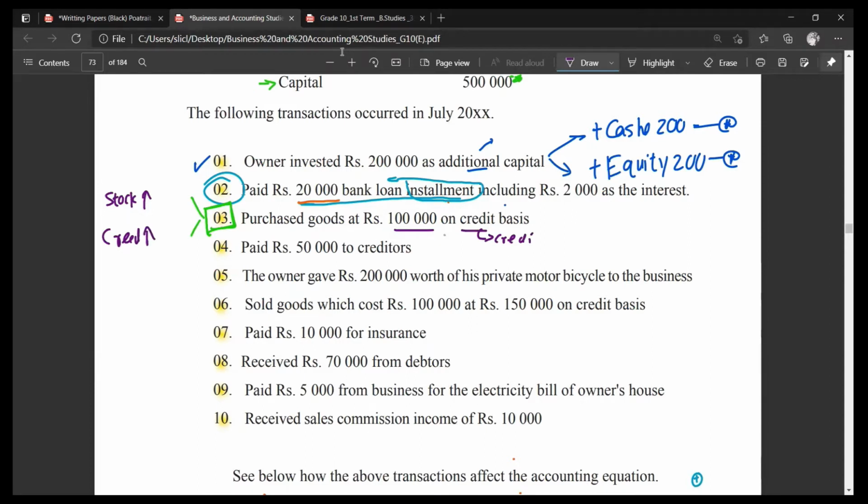Okay. And also paid 50,000 for creditors. And this is also easy, guys, right? Our cash, I'll write down the dual impact here only, right? Cash will be decreased and our creditors liability will also decrease, right? Because we pay them, right? We have paid them. So the owner gave 2,000 worth of his private motor bicycle to the business.